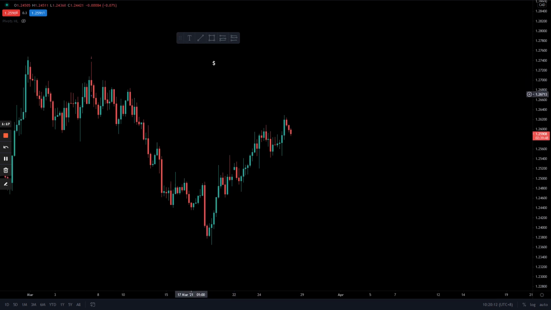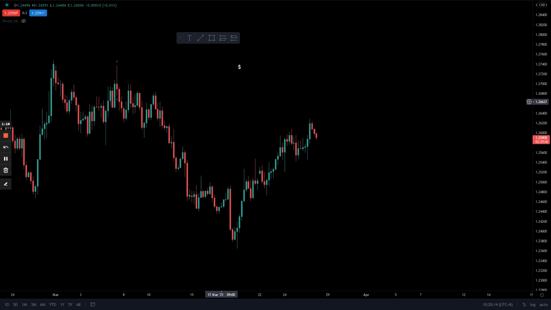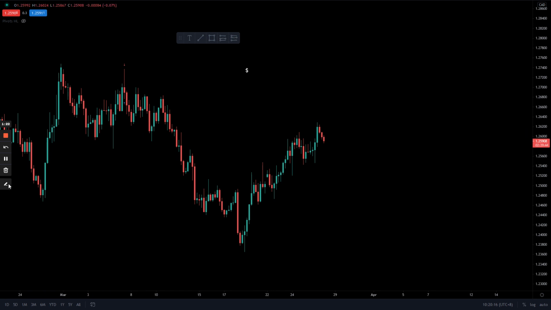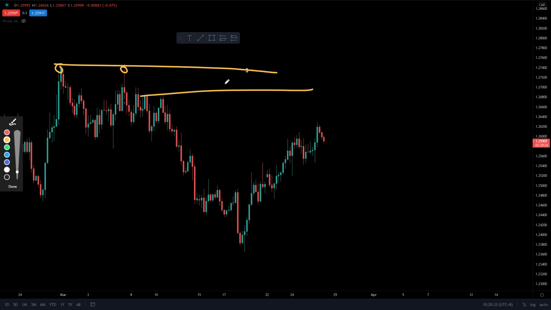Alright, any other places of interest that we might see? Okay, I do see this double top feature right here. Let me just reduce the size of the brush. Alright, so I do see these two areas of liquidity right there. I also do see areas of liquidity right here as well. Alright, so these are two main areas of targeting in the future.